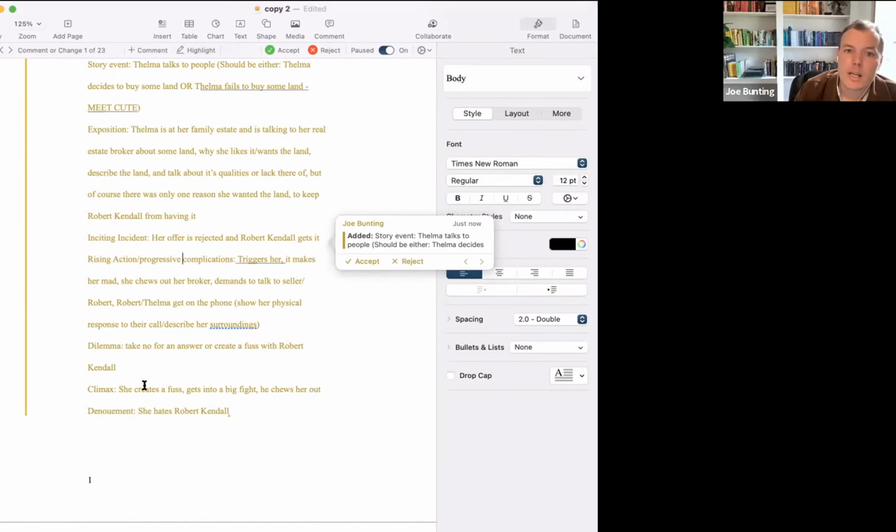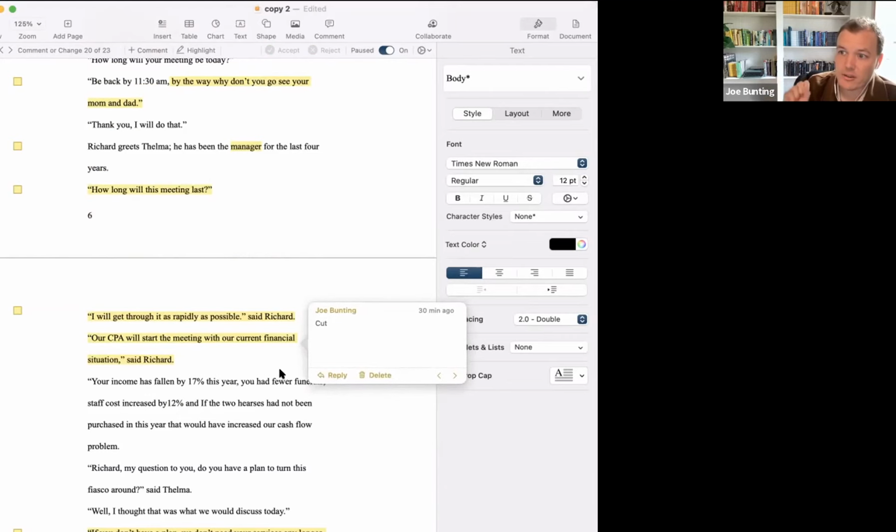The point is I want you to see the pacing of this, but right now these are just flashes. They're fragments. They're not scenes. We need more.